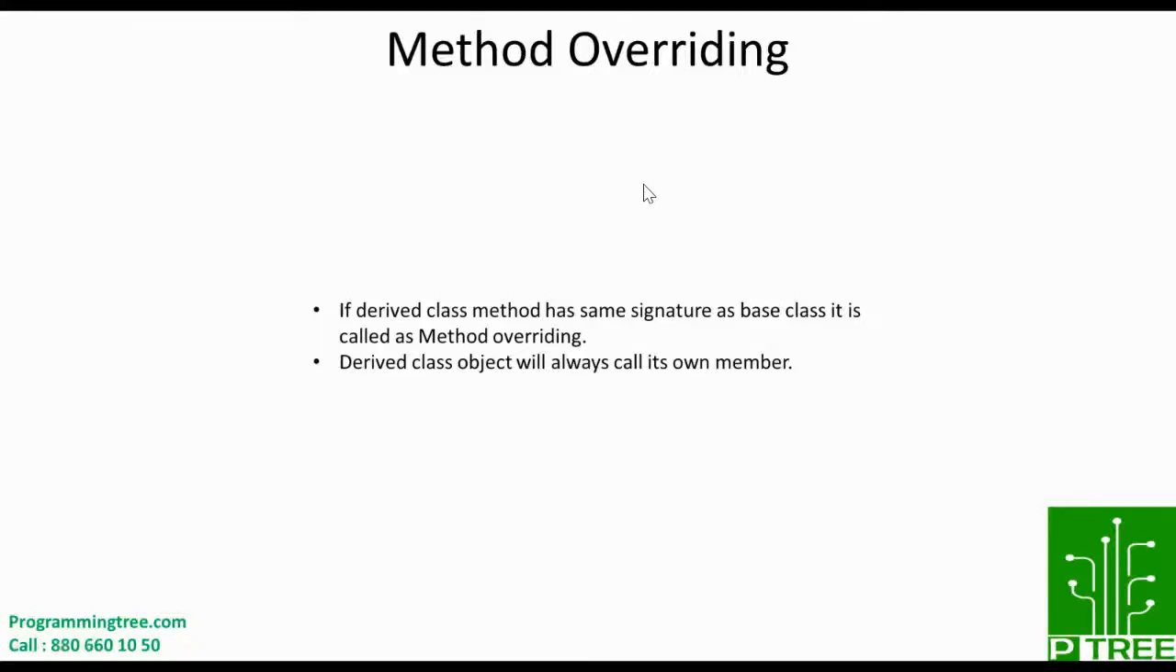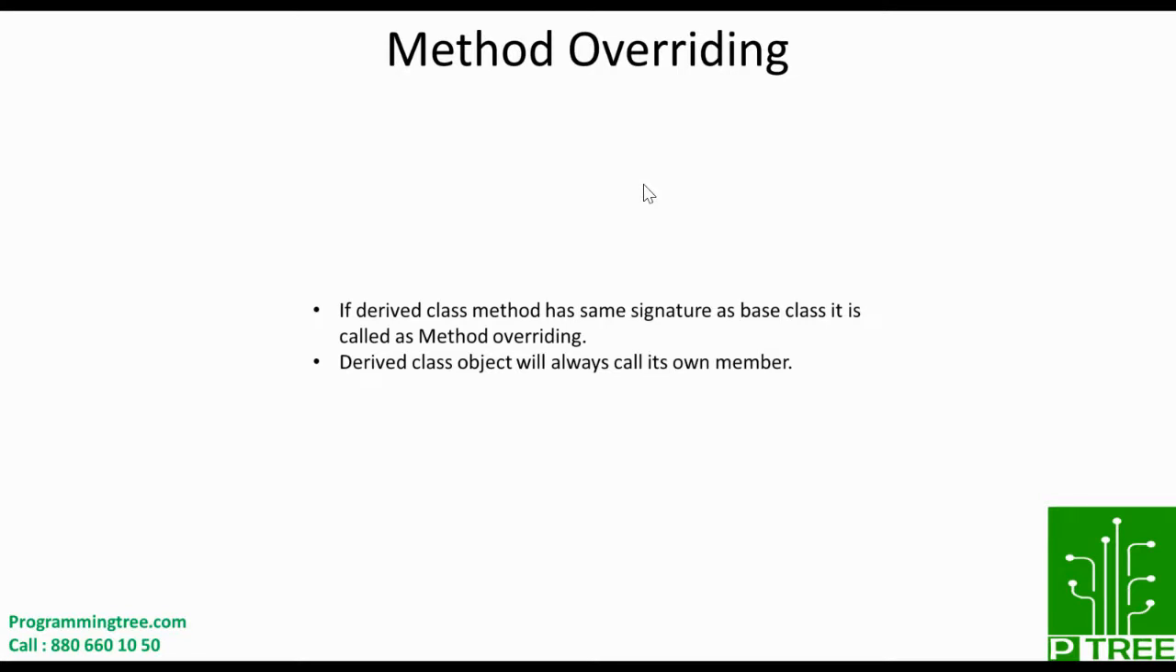Let's get started with method overriding. If the derived class method has the same signature as that of the base class, it is called method overriding. What it means is, if the base class has the same return type, same function name or method name, and the same number of arguments, then it is called method overriding if the same signature information is available within the derived class.